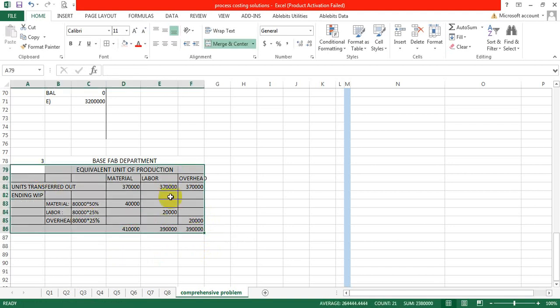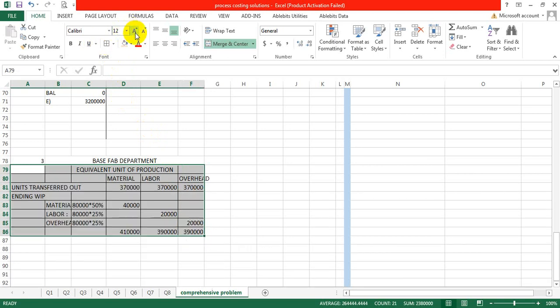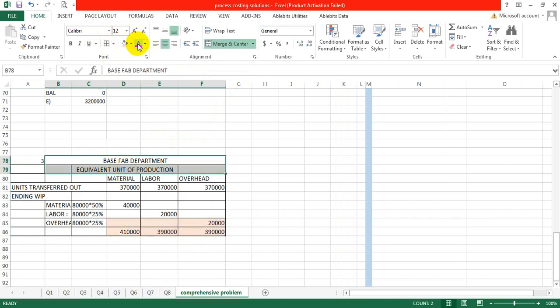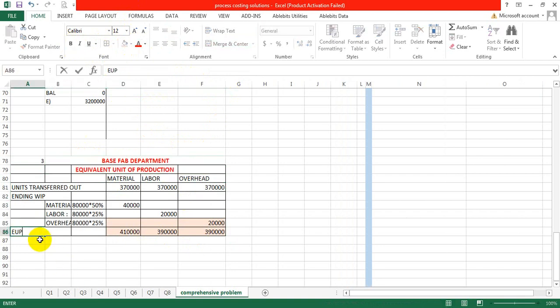Okay, prepare this chart in a good way so you can easily see that and calculate these values. So these are my equivalent unit of production, right? What we have calculated? We have calculated the EUP. EUP means equivalent unit of production, right? First you have to calculate equivalent unit of production.